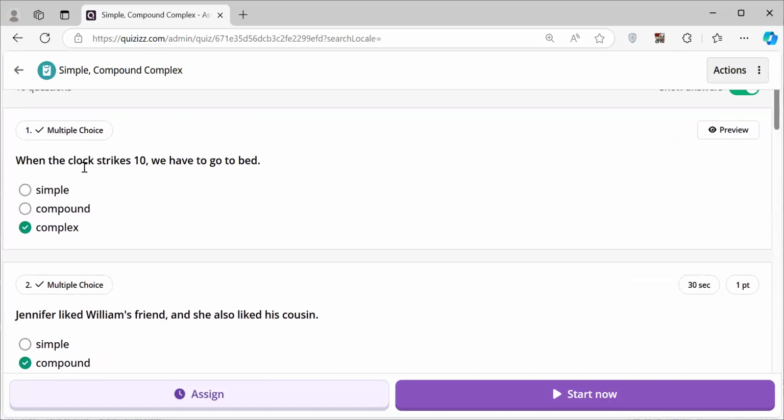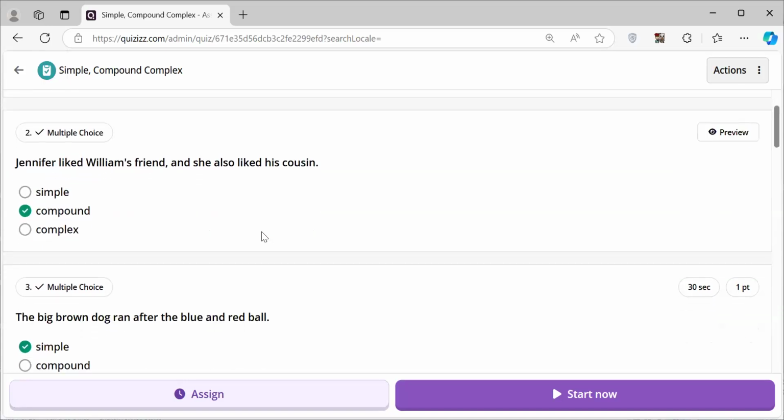Ammar, read number 1 quickly, please, with the answer. Then we have to go to bed. This is complex. Yeah, this is correct. Very clear that it's complex because, hi Ammar, because of what? Because of when, one of the subordinators. Thank you. Number 2, come on, Khalid.